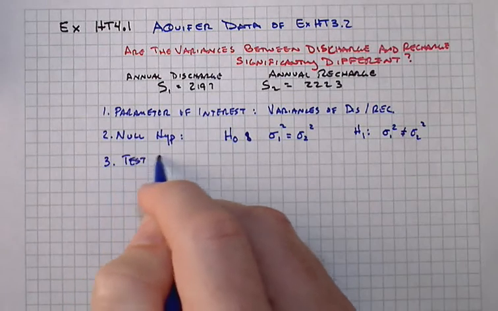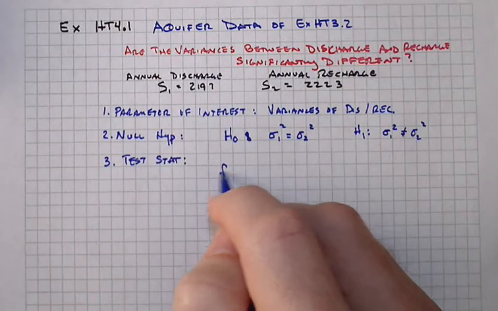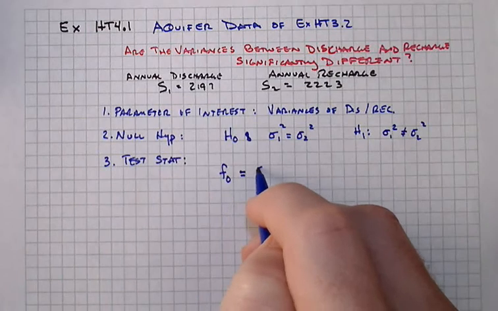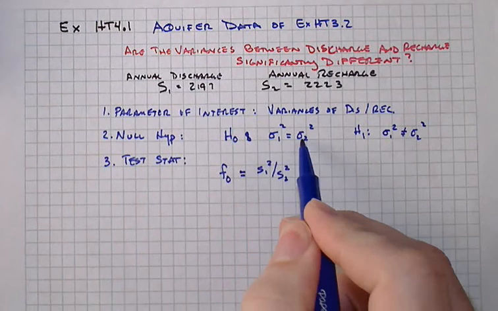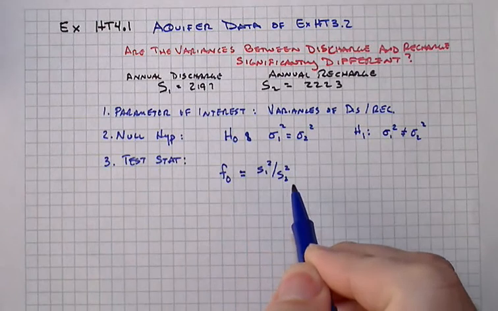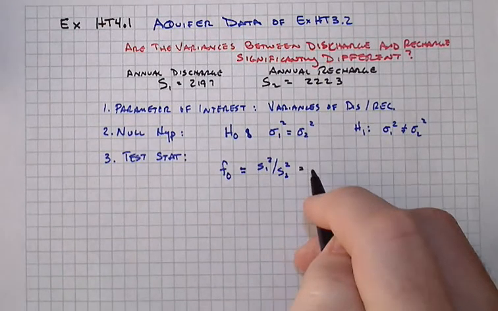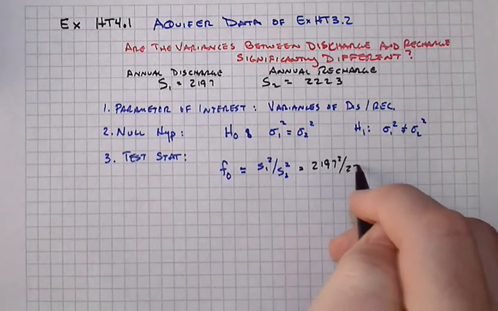Our test statistic that we're going to use will be F, defined as the ratio between those two sample variances, and under the null hypothesis, since those are the same, they cancel out, and we're just left with this as our test statistic. Numerically, let's go ahead and perform the computation now. That equals 2197 squared divided by 2223 squared.